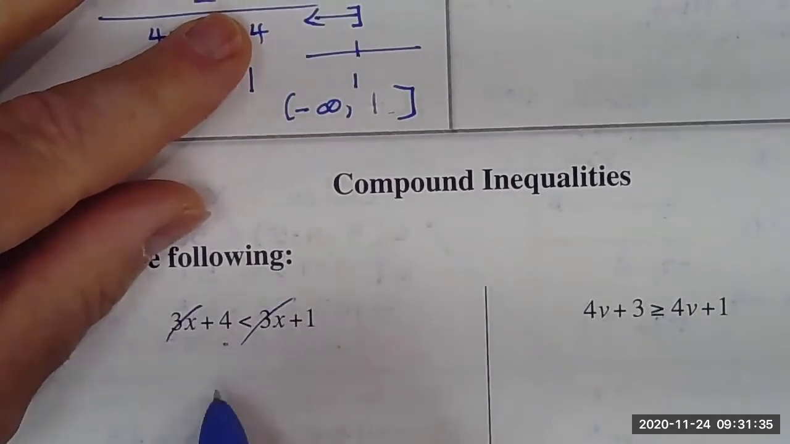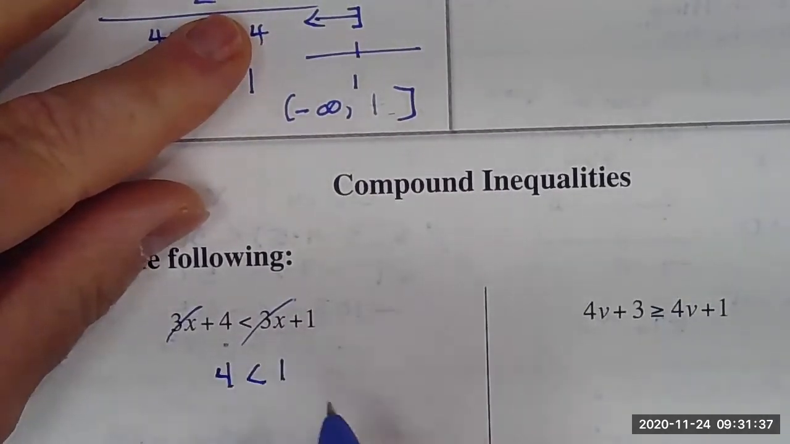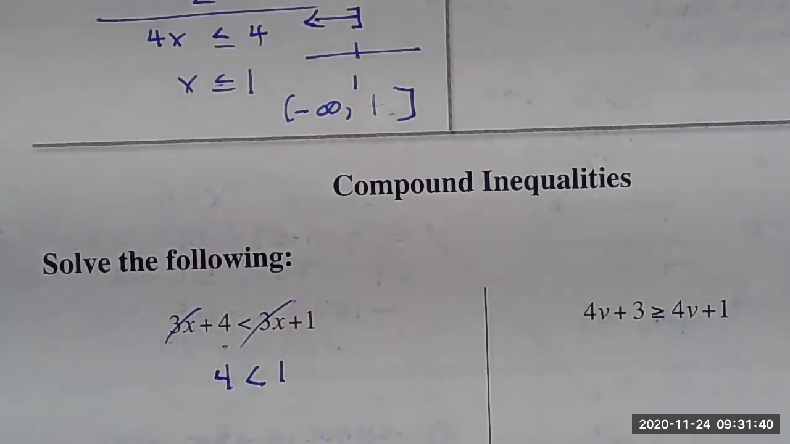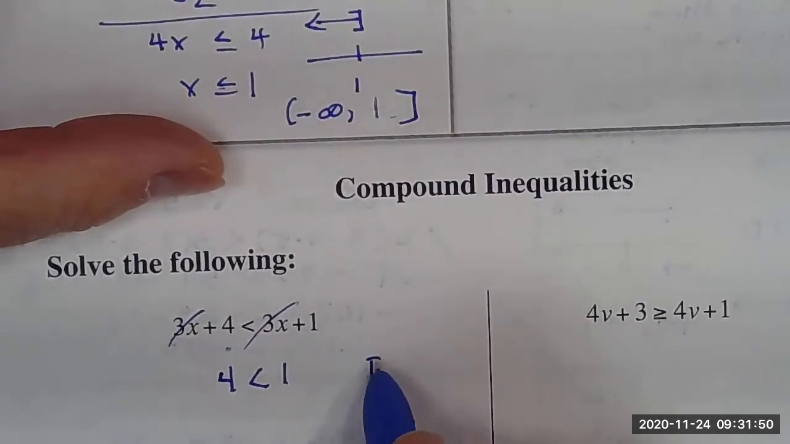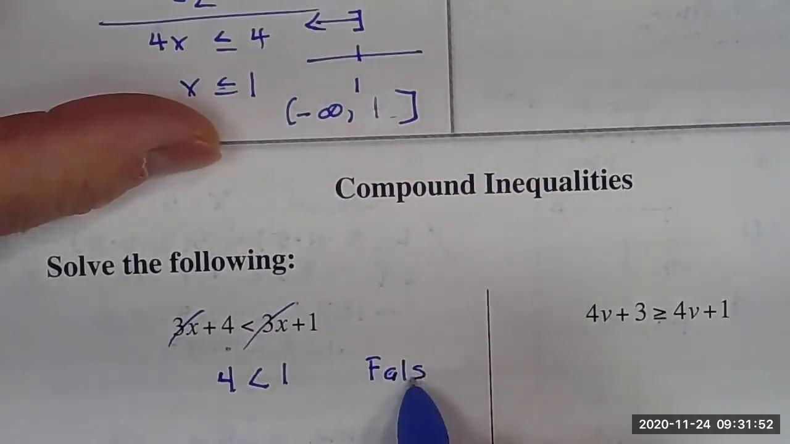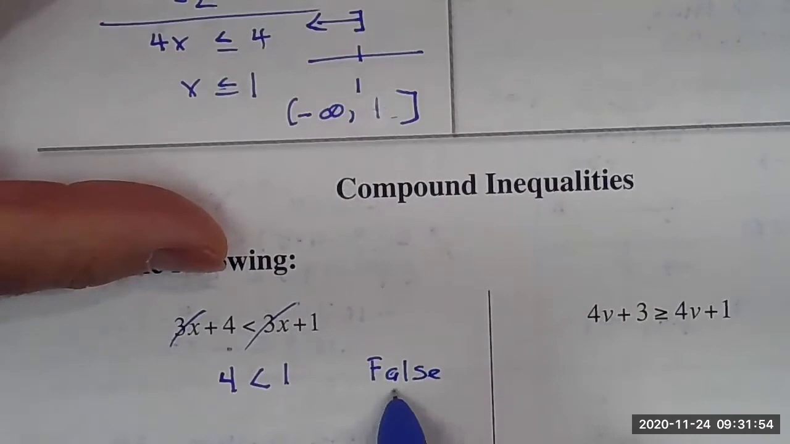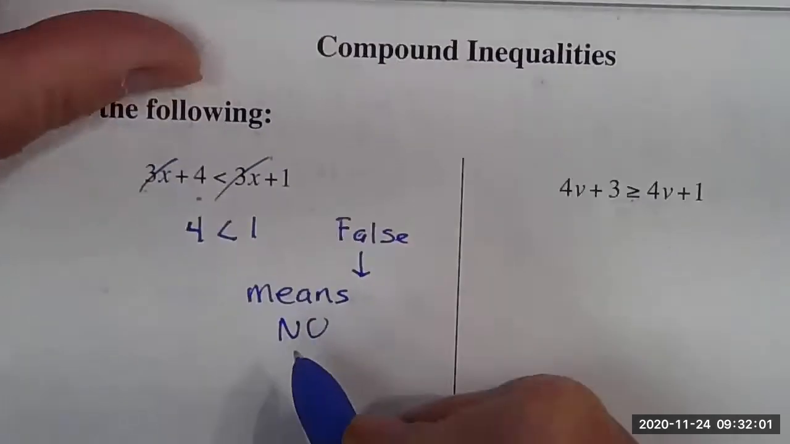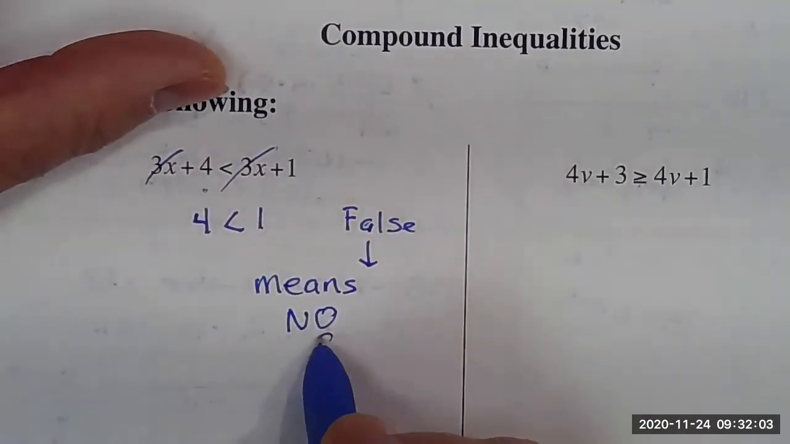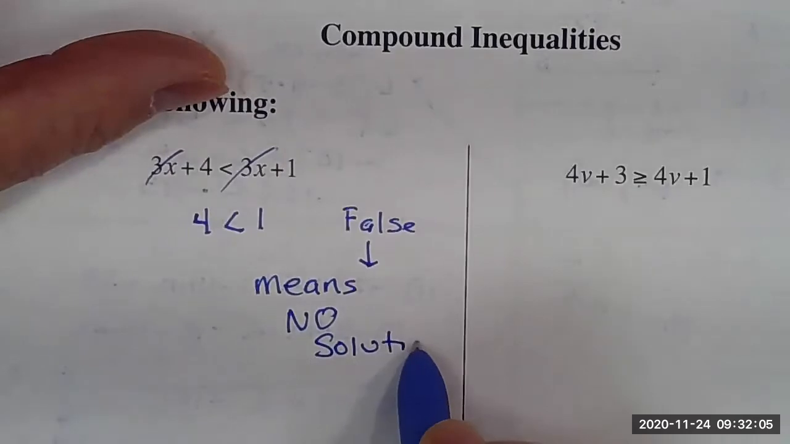So these will go away, and I'm left with 4 is less than 1. And ask yourself, is that true or not? Of course not, not in our world. 4 is not less than 1, it's bigger than 1. So I would say, oh, but this is not right. Mathematically might say, hey, that's false. False means no solution. You can't find anything that will be true.